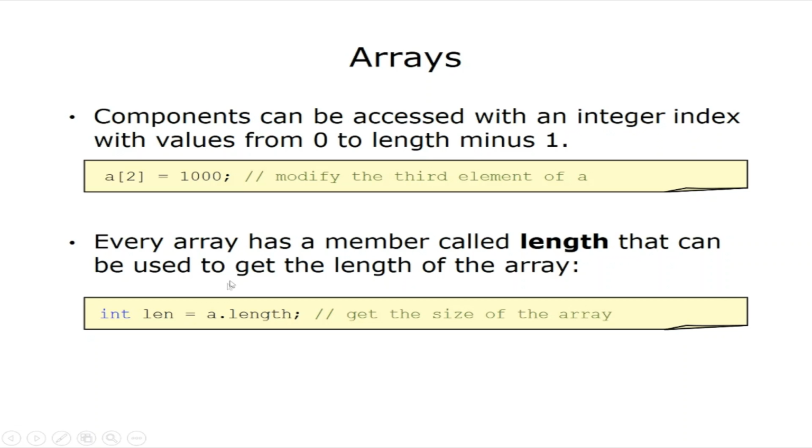And if you want to know the length of the array, for example, if you forget how much you declared at the first, you can just use array dot length. It will show you the size of the array. For example, if the array is size 5, then a dot length equals 5.